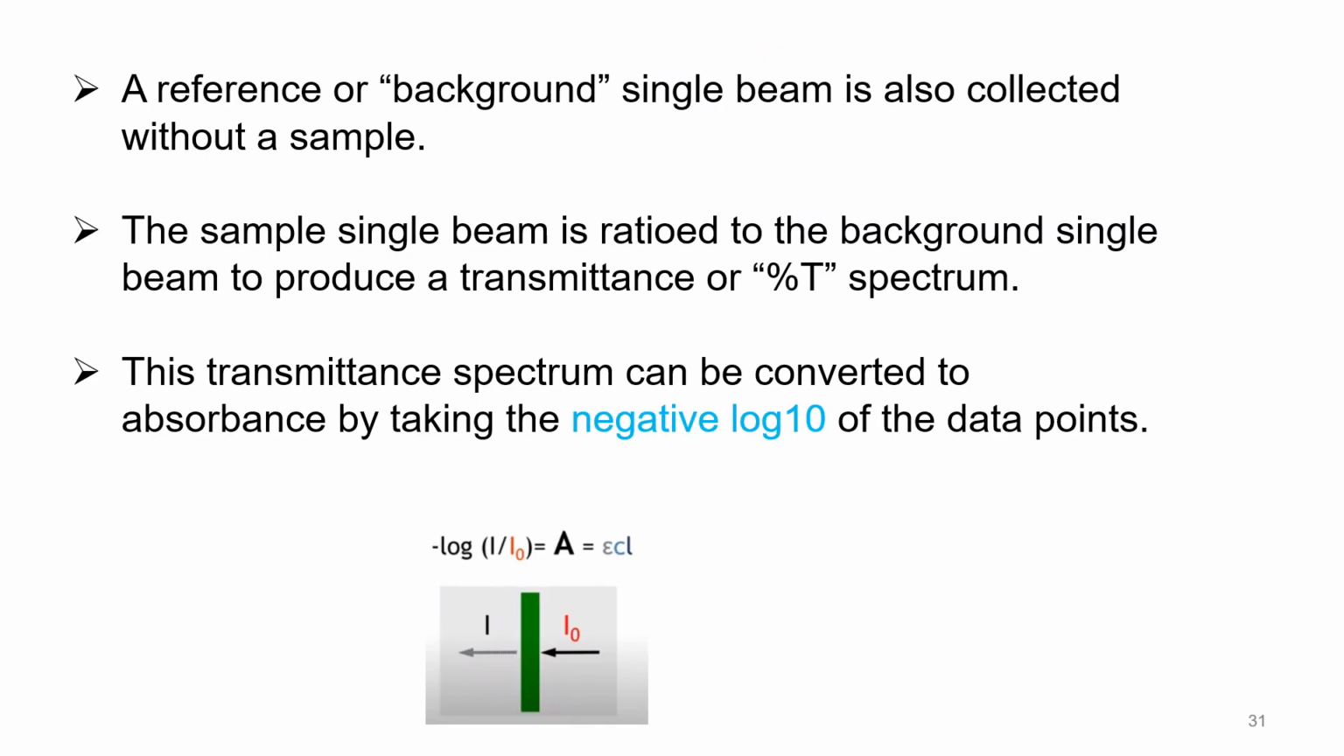In the measurement of a sample using, for example, FTIR, a reference or background single beam is also collected without a sample. The sample single beam is ratioed to the background single beam to produce a transmittance or percentage T spectrum. This transmittance spectrum can be converted into absorbance by taking the negative log base 10 of the data points.